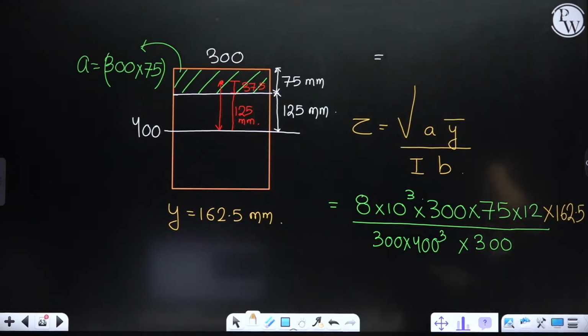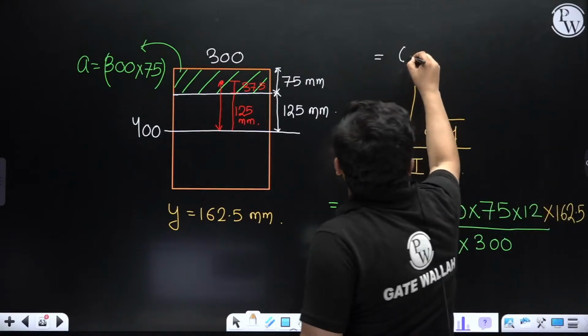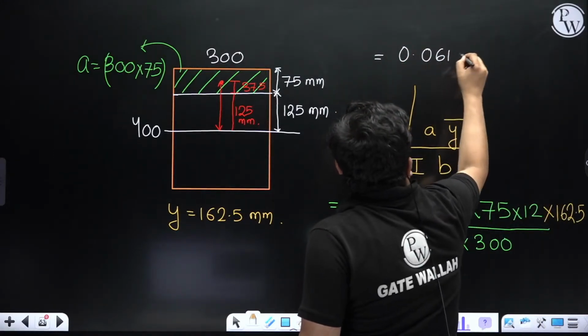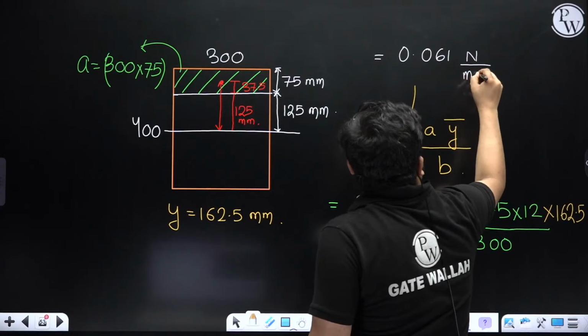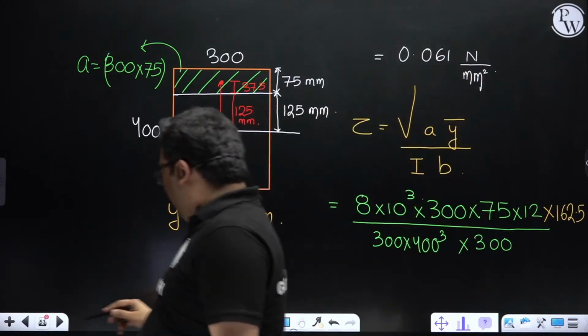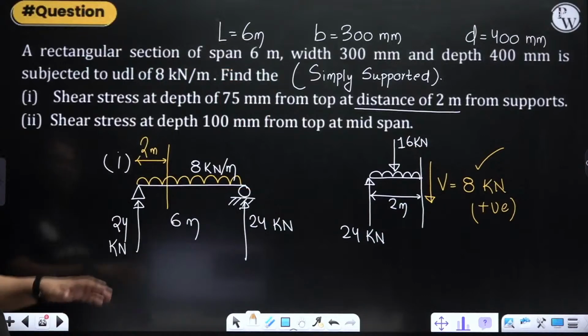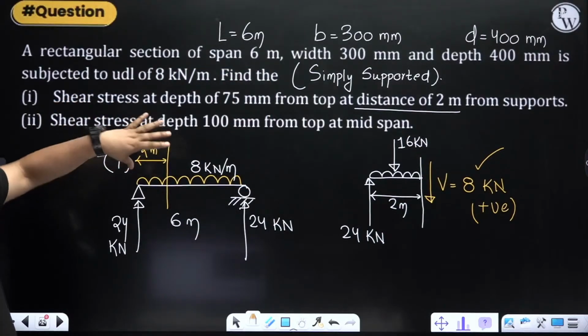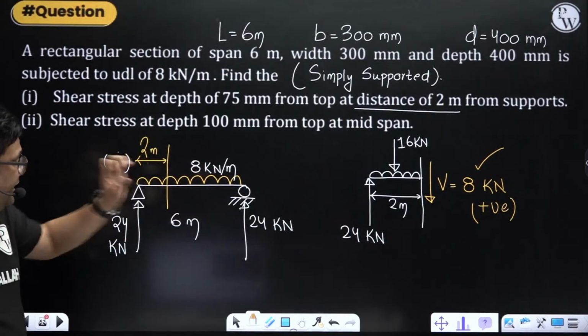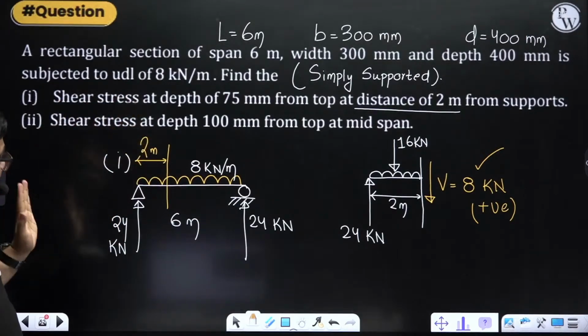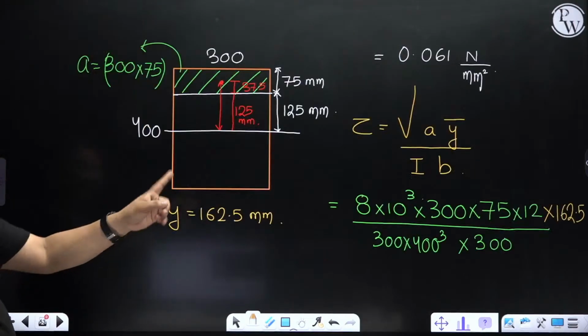0.06 I am getting, na? I'm getting 0.06. How much are you getting? 0.061, yes. 0.061 Newton per mm square. Let me just cross check the values once. 8 kilonewton meter, 48, 24, 24, 24 minus 16, 8, yes, 8. 8 into 10 to the power 3, yes.